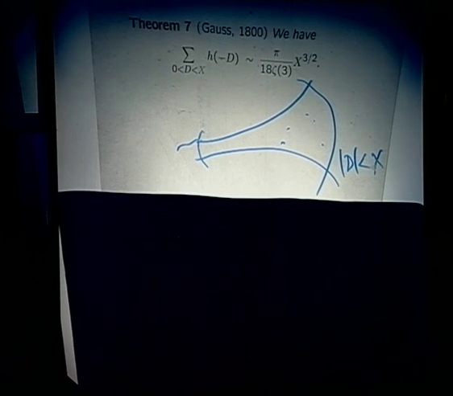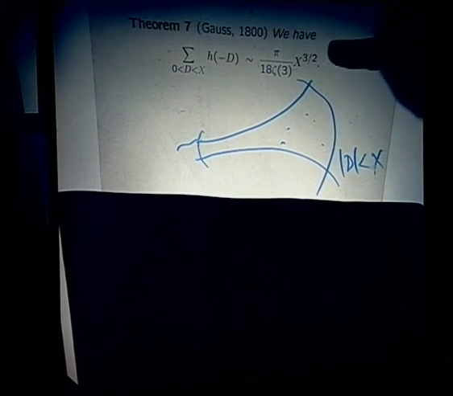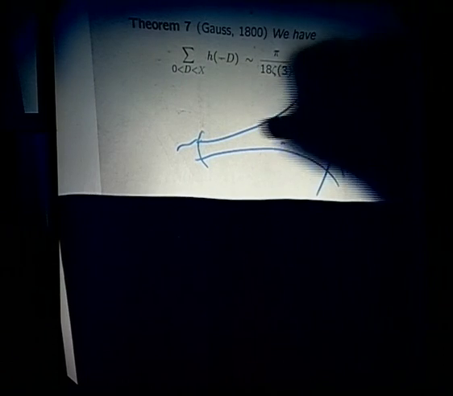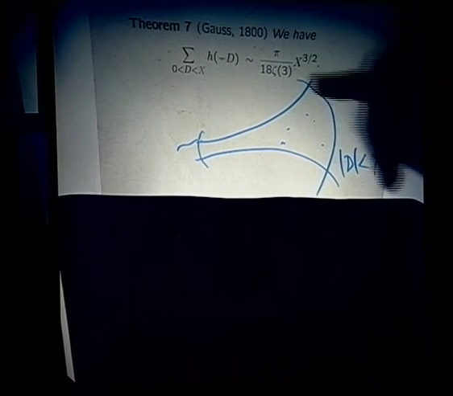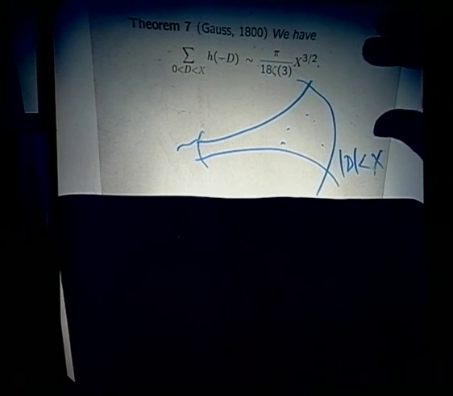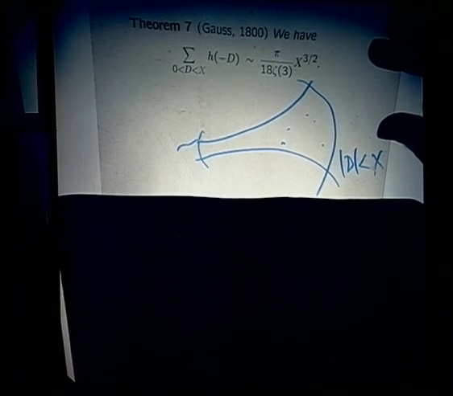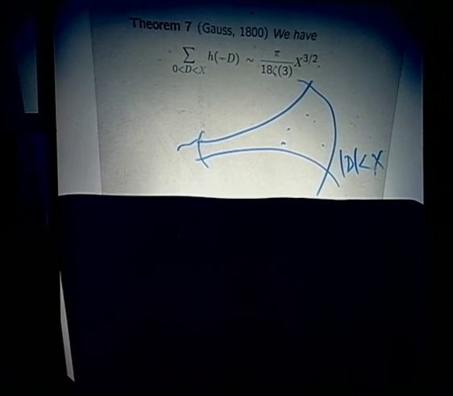But if you let h minus d denote the count of all ideal classes, then you'd get pi over 18 times x to the 3 halves, and pi over 18 is actually the volume of this region that Gauss computed in his Disquisitiones. Okay, so Mertens actually proved this 50 years later by analyzing the cusp of this geometric region.